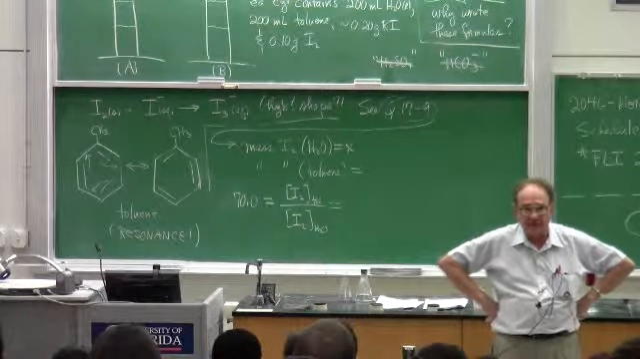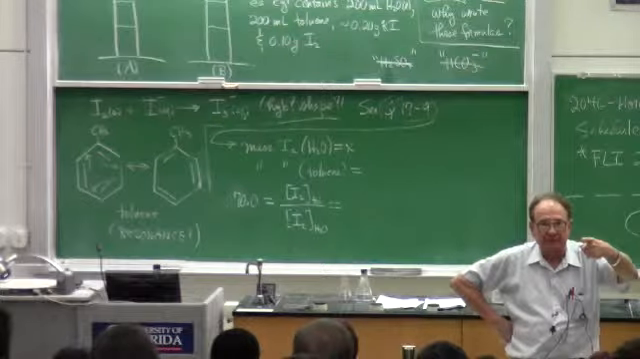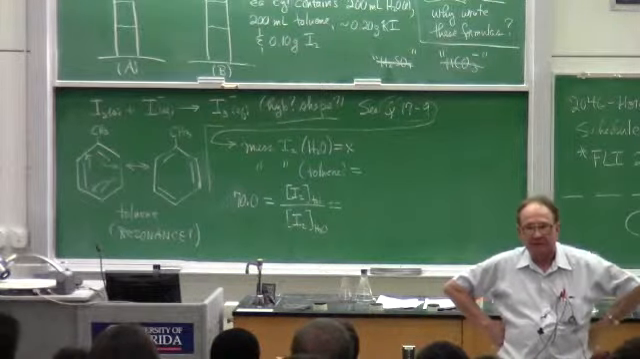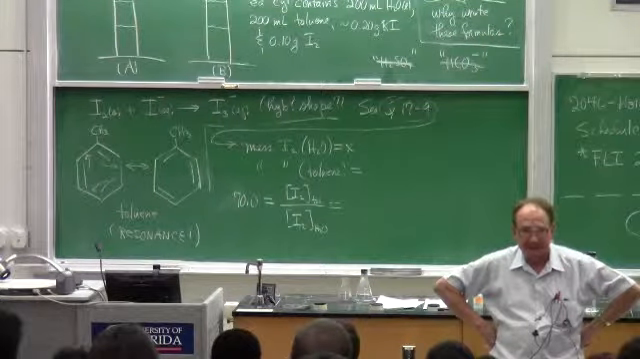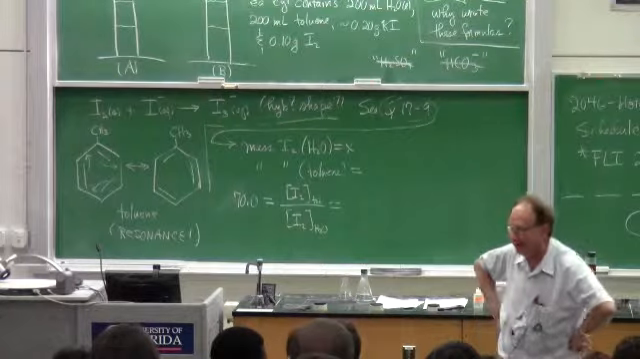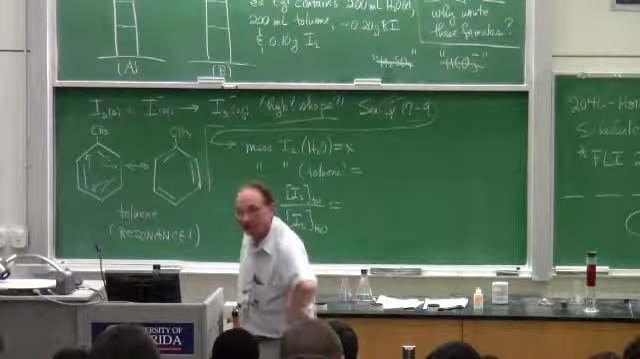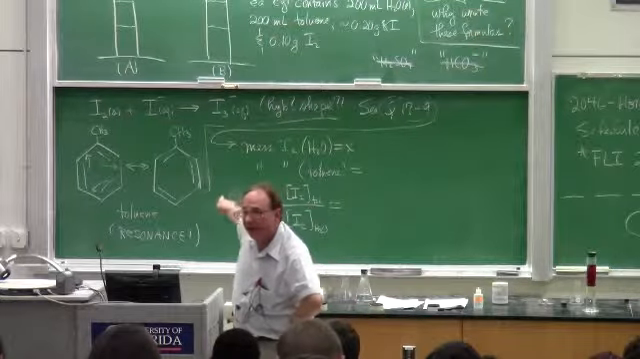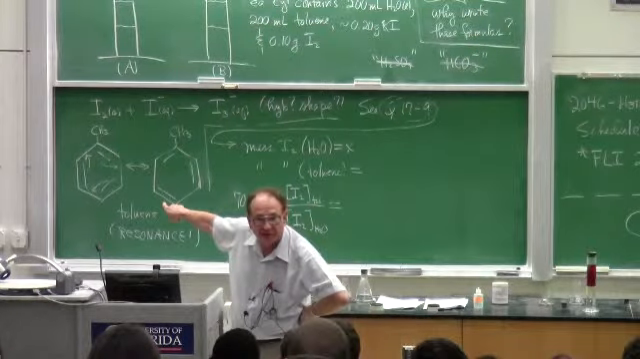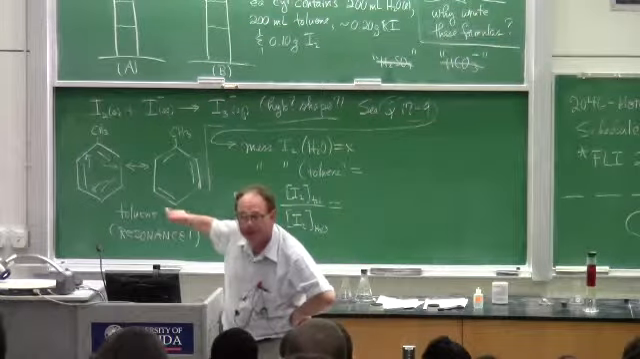What's the shape of this I3 minus? I'm going to guess bent. You guessed wrong. Linear? It's not bent, it has to be linear. All right, I give you an assignment. Write the Lewis picture for that ion and determine the hybridization for the central iodine atom. Would you believe the central atom is iodine?